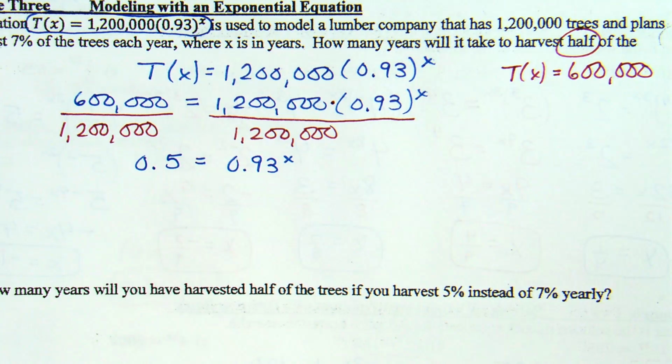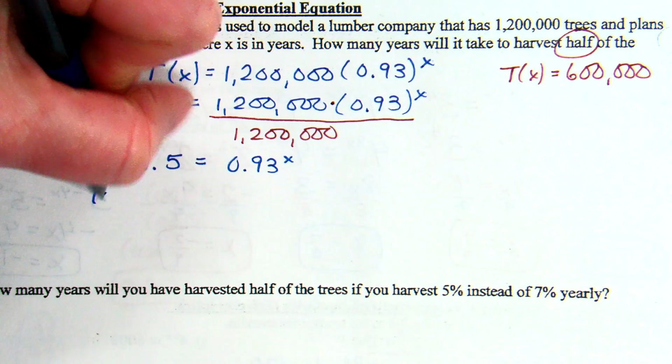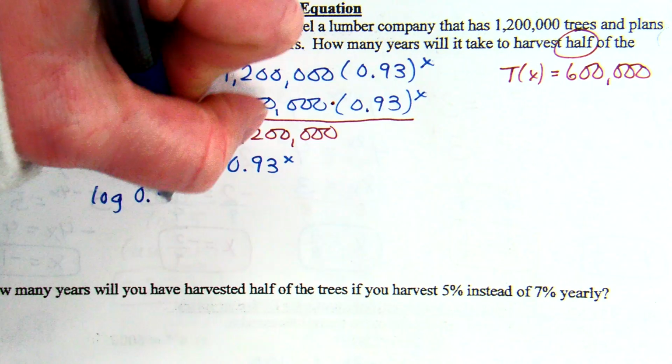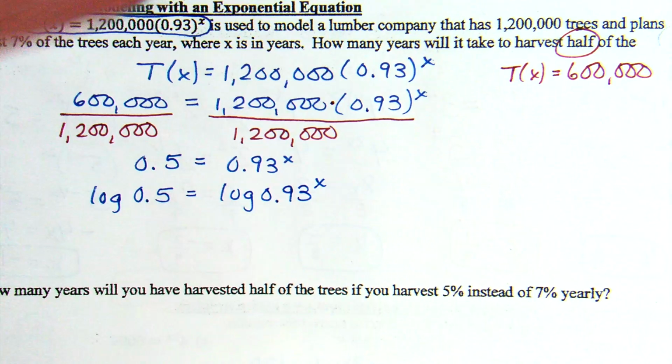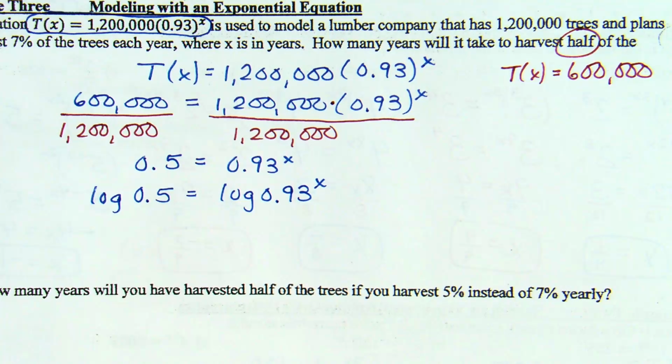Can you get your bases the same? No, they're decimals. Don't even try. So what's plan B if we can't get the bases the same? Take the log of both sides. So the log of 0.5 equals the log of 0.93 to the X. Same old process, guys. You should be getting good at it by now.